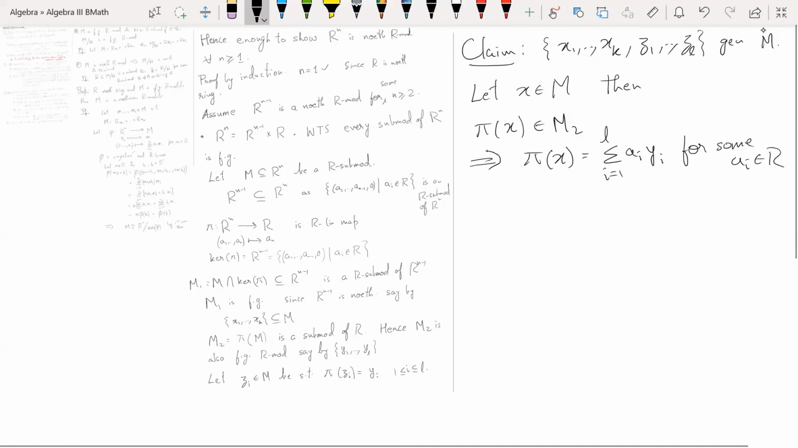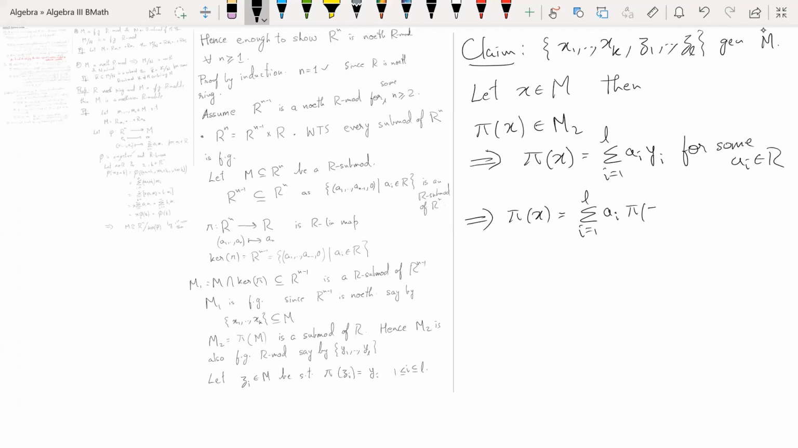That's okay, but we want x to be generated by z1 to zl and x1 to xl. So what we can get is this. This implies that pi x equals the summation i equals 1 to l of ai, but yi is the same as pi zi, so pi zi, which implies pi of x minus the summation. Pi is a linear map, so I can do this, i equals 1 to l. Pi of this is 0.